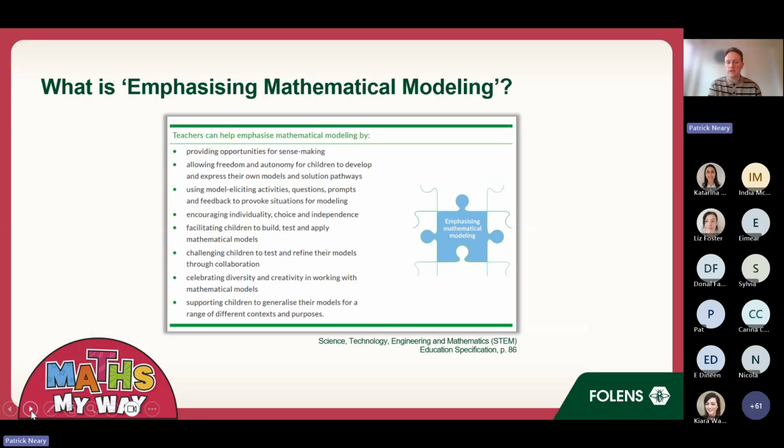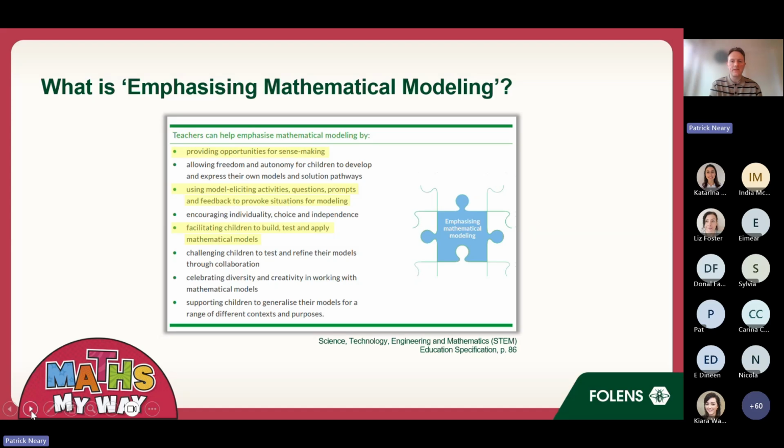The curriculum also gives, with that explanation, some tips on how we can emphasize mathematical modeling. So the first three highlighted here are all about providing opportunities, the type of tasks we're using, and just having these situations in our classrooms. As I mentioned at the start, all of the practices are interconnected. So this connects back with using cognitively challenging tasks. And it's what tasks are we using to elicit modeling?